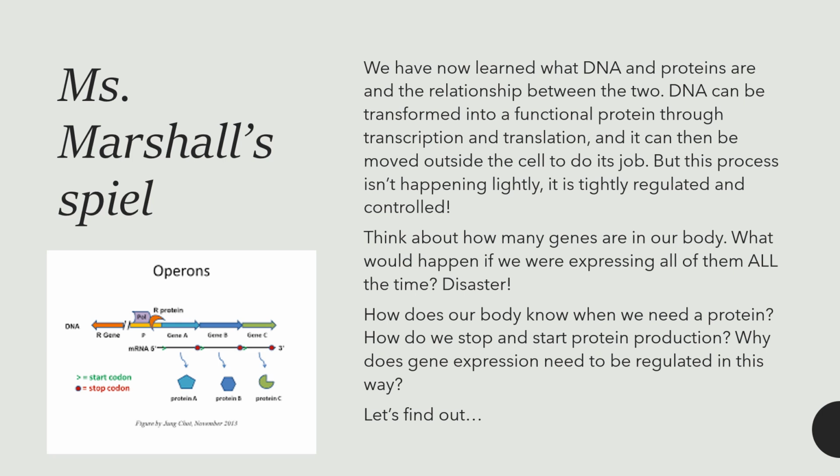But this process isn't happening lightly, and it's really tightly regulated and controlled because all cells and all organisms want to conserve energy. So they don't want to be expressing things all of the time because it's quite taxing to do so. So it's really regulated and really controlled. So you need to think about how many genes are actually in our body. If all of those genes were being expressed at the same time, all the time, it would be a disaster and probably would just explode with too many proteins.